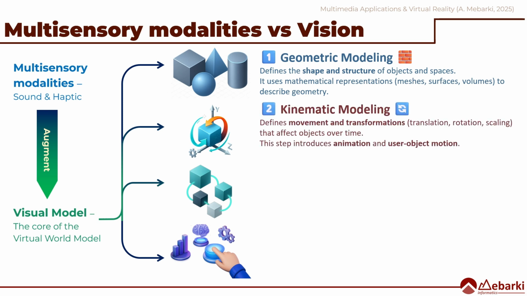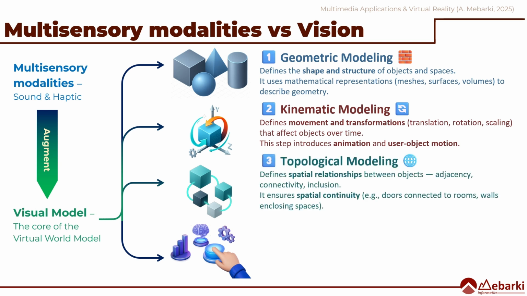2. Kinematic modeling defines movement and transformations, translation, rotation, scaling, that affect objects over time. This step introduces animation and user-object motion. 3. Topological modeling defines spatial relationships between objects, adjacency, connectivity, inclusion. It ensures spatial continuity, for example, doors connected to rooms, walls enclosing spaces.